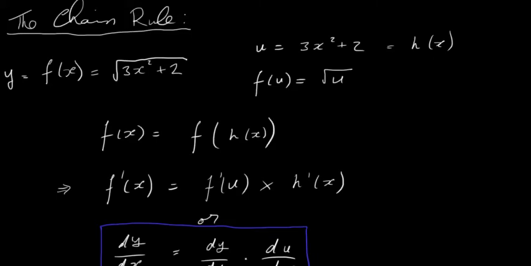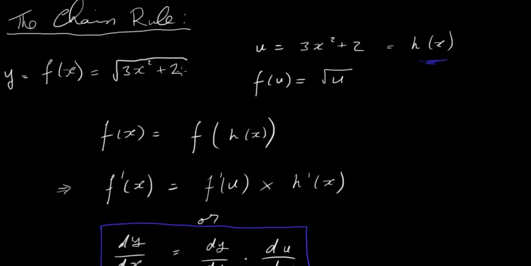Okay, so in this video I'm going to have a look at differentiation using the chain rule, and I'm just going to have a quick look at this function first of all, which is y is equal to f of x, which is equal to the square root of 3x squared plus 2. Now this is a composite function, and we can break it up. We can call u 3x squared plus 2, and we'll call it h of x.